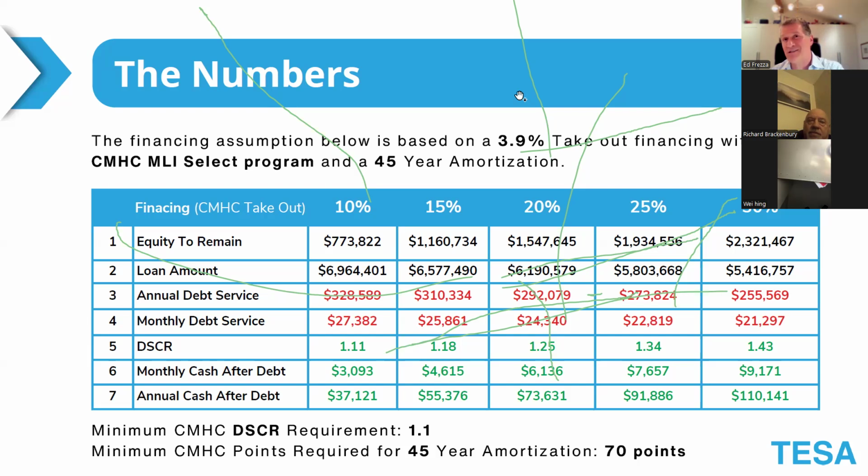So again, CMHC is not a lender, they're an insurer. They want to insure the money that you're going to be getting from a lender, but they want some surety in return. They want some confidence that you're not going to go bankrupt and all of a sudden they're on the hook. So how do they build some fat in the system? Well, this is another way. They have this DCR or DSCR of 1.1.